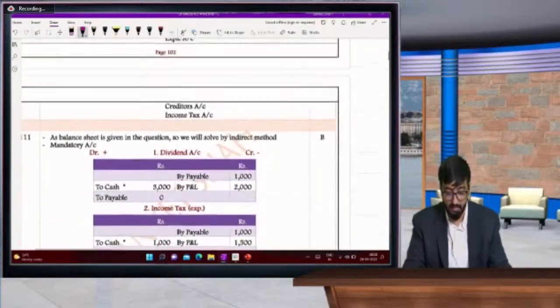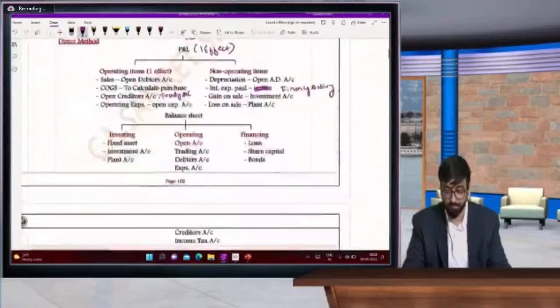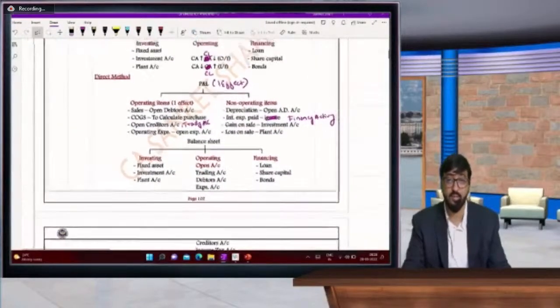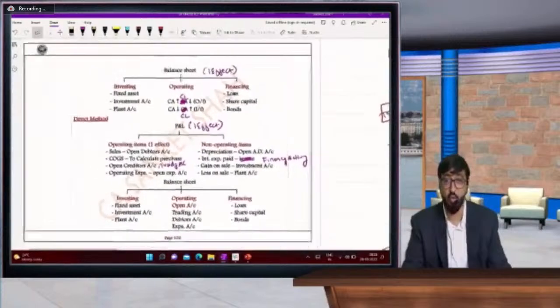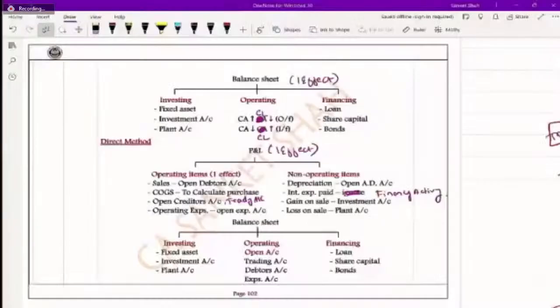Creditors and income tax. Friend, I hope I made your life very simple for these accounts, and you can now correlate the difference between direct method and indirect method. You can take a screenshot. Expense account, income tax account, and creditors account also. Creditors account and income tax account. Now you can take a screenshot.